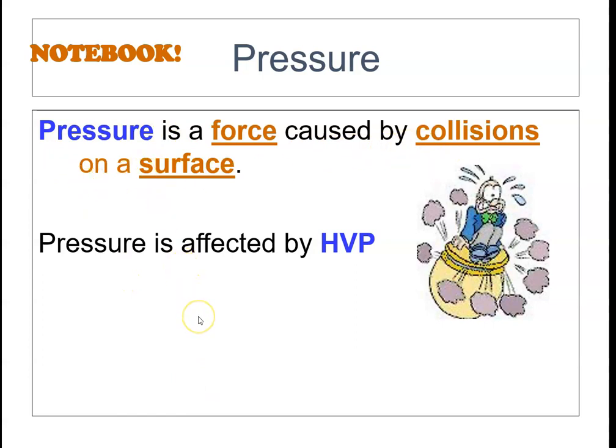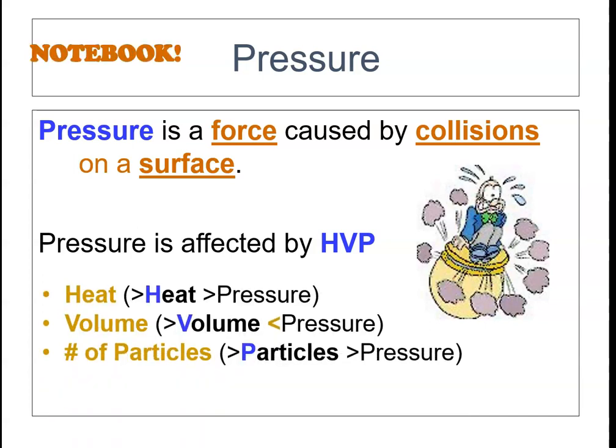So remember that pressure is a force caused by collisions on a surface. And when I say heat, volume, and particles change things, that means if we increase heat inside a container, we will increase the pressure within that container. If we increase the volume of that container without changing heat or anything, we'll actually decrease the pressure. All the same particles, but in a larger space, means less pressure. And if we increase the number of particles inside a contained space, we'll also increase the pressure. And the reverse of all those is true.